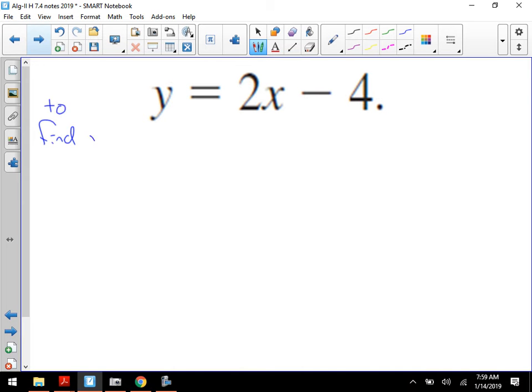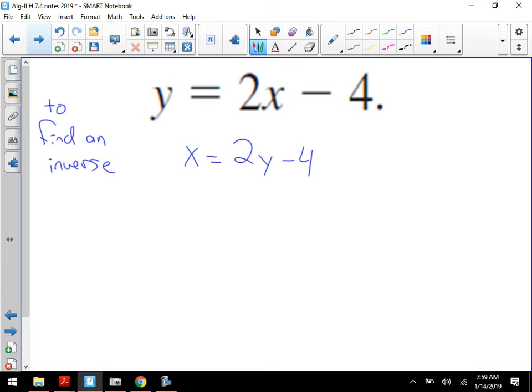To find an inverse, it's going to be really difficult. Try and stick with me. Switch x and y. Solve for y. Switch x and y and solve for y. That's all you do. Okay.